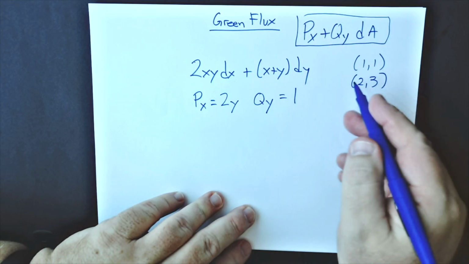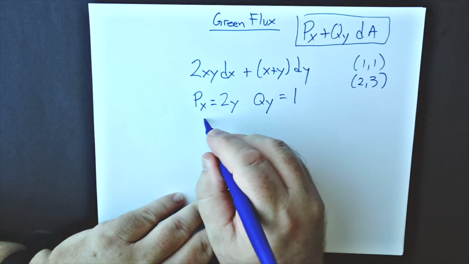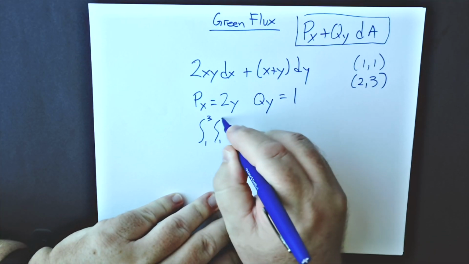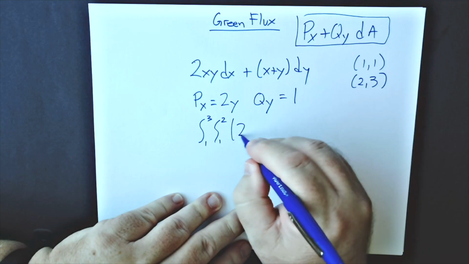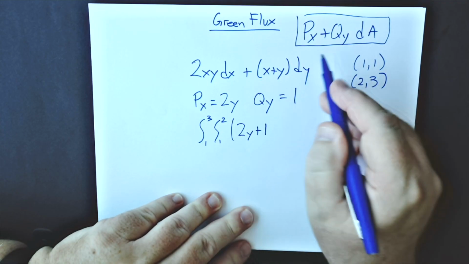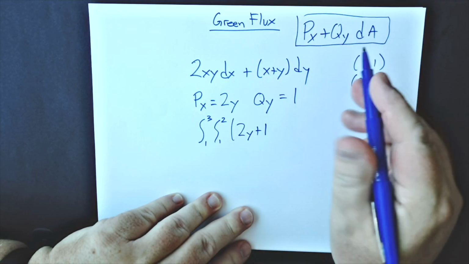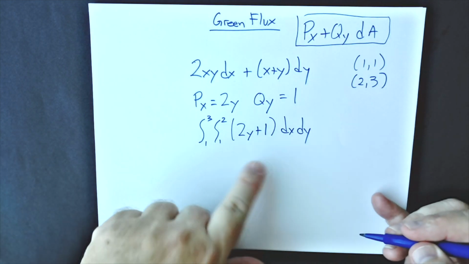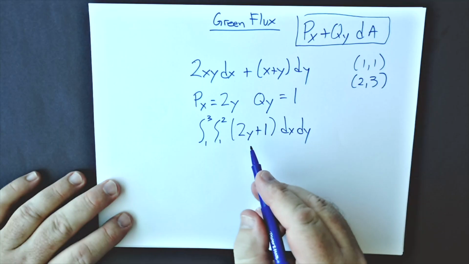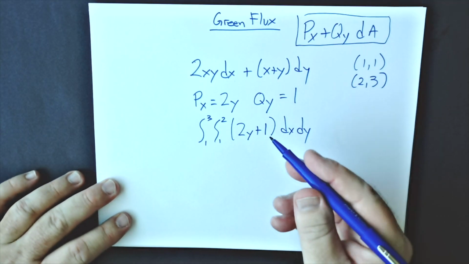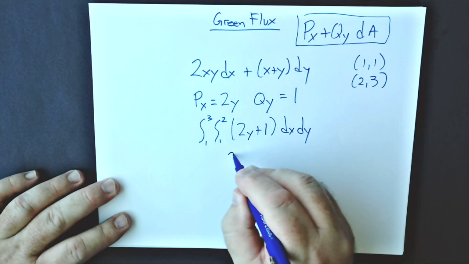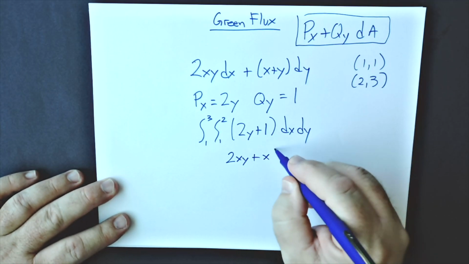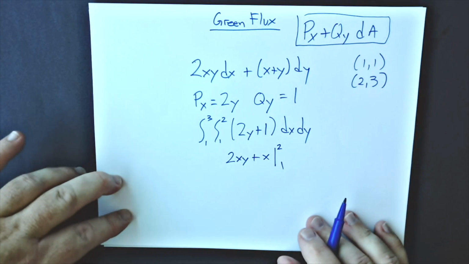Then when I integrate, we've got our x values, our y values, so let's set that up. So we'll do the x's first. My default is always to do the x's first unless there's a problem. So 2y plus 1, because now we're adding, dx dy. We're going to integrate this with respect to x now, my friends. So we're going to get 2xy plus x evaluated from 1 to 2.